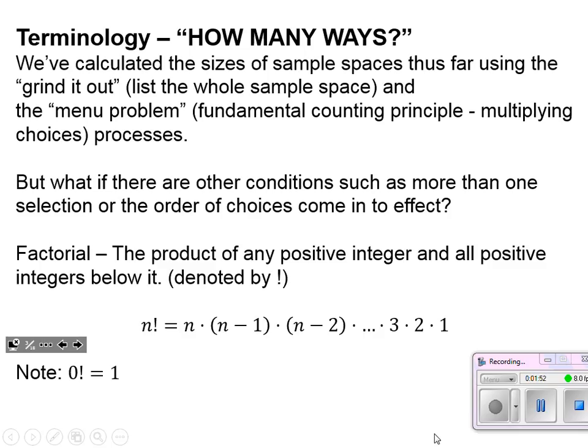But what if there are other conditions? What if the order matters when we're drawing objects? We haven't come across that just yet. Maybe a little bit with our conditional probability. But what if we have a selection of objects and we're only choosing a certain number out of them? That greatly increases the size of our sample space. So there has to be a way to fast track that. And one way to do that is through the use of what we call in math a factorial number.